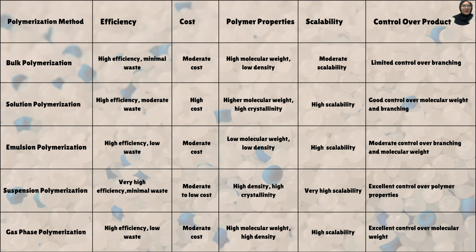As we can see from the table, each polymerization method offers distinct advantages and is suited to specific applications. Suspension polymerization is often the most efficient and scalable, with excellent control over polymer properties, making it ideal for large-scale production of HDPE. Gas phase polymerization also excels in scalability and control, but solution and emulsion methods offer better control for specialized polymer types at a higher cost.